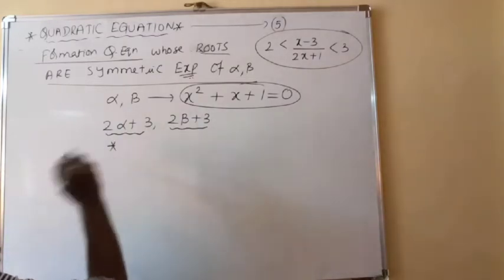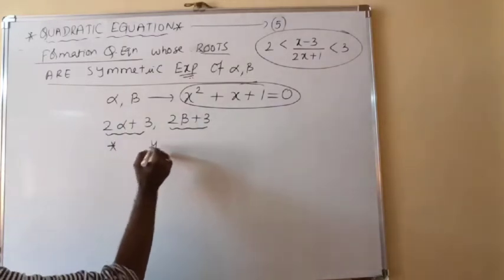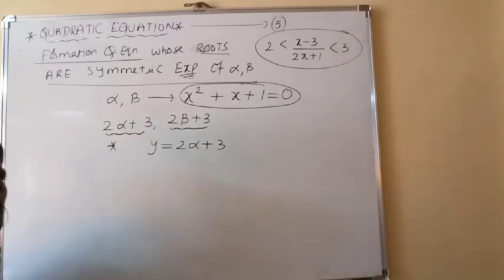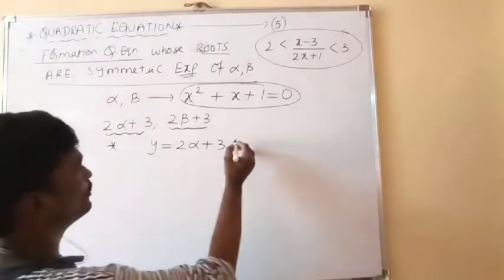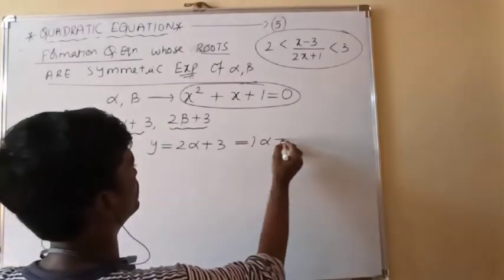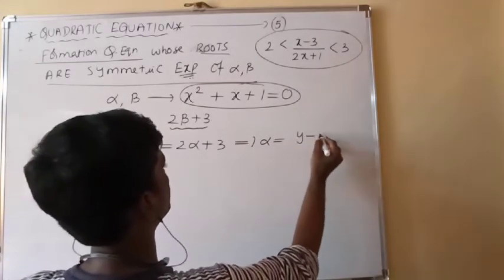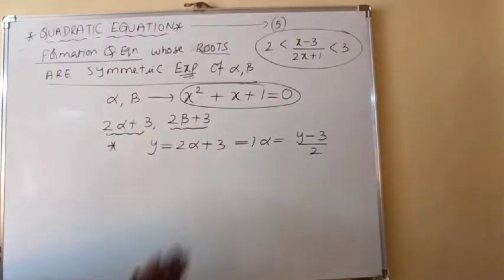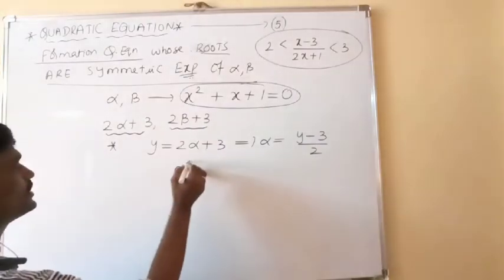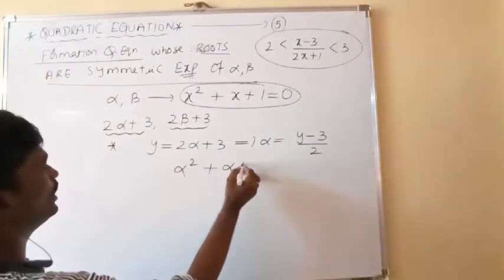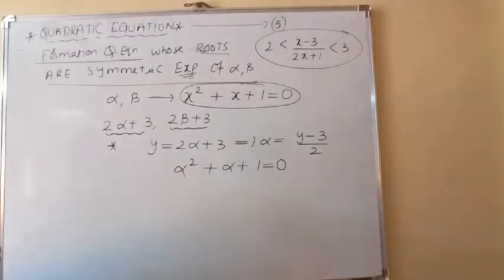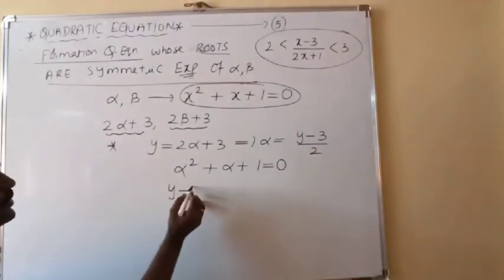To get those, you put y is equal to 2 alpha plus 3, or you may put 2 beta plus 3, no problem. From this you find the alpha value in terms of y. What you will get? Y minus 3 by 2. Now alpha is a root of this quadratic, so alpha satisfies that quadratic. Then we have alpha square plus alpha plus 1 is equal to 0. But what is alpha? Y minus 3 by 2.